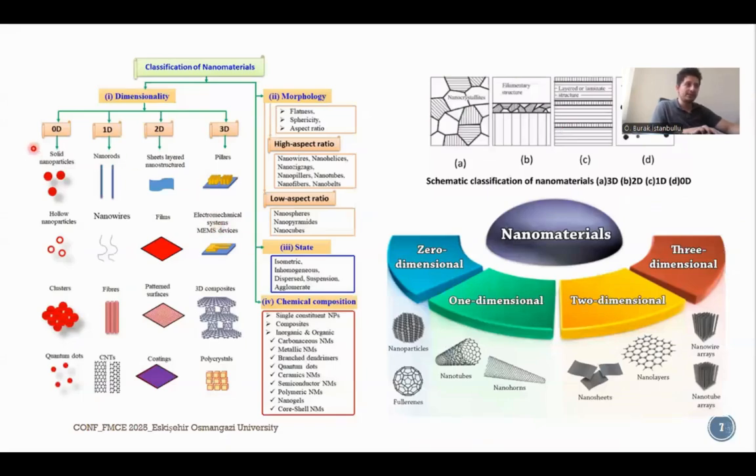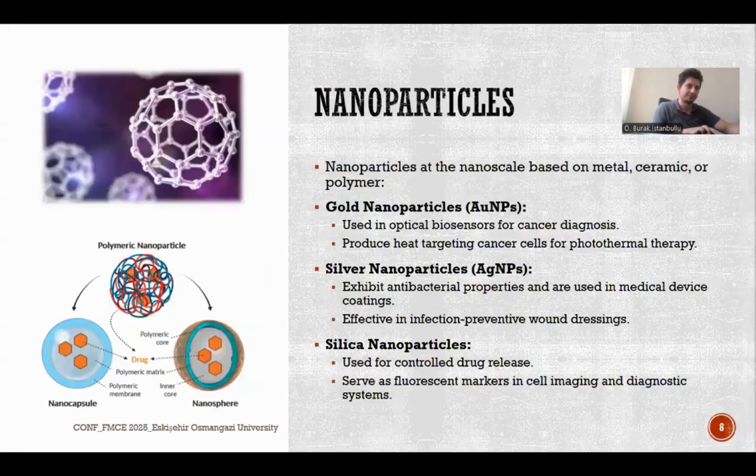We can divide the nanomaterials into four main groups depending on dimensionality, morphology, state, and chemical composition. Depending on dimensionality, they are grouped into zero-dimensional, one-dimensional, two-dimensional, and three-dimensional structures. Nanoparticles can be metallic, ceramic, or polymeric in origin. Their small size and tunable surface properties make them highly functional in biomedical fields.